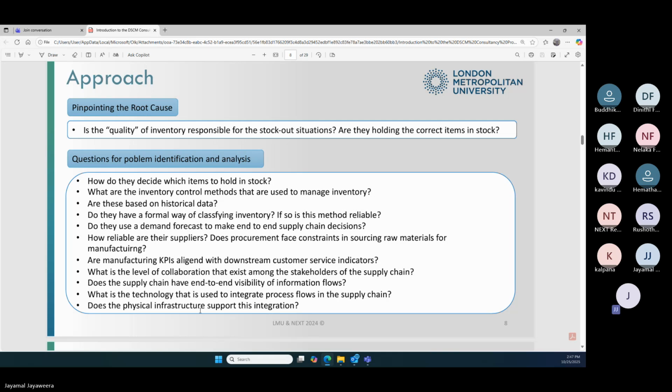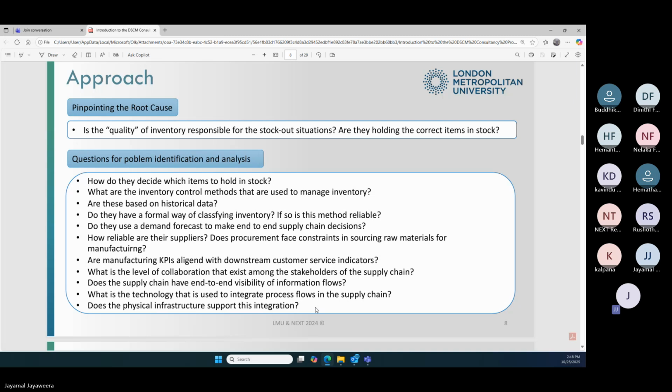Does the physical infrastructure support this? Let's say, for example, if you have a warehouse that is spilling over with inventory, with stocks. Does that mean there is no space in the warehouse? Is the physical infrastructure a problem? So there are so many things that can contribute towards what you identify as a problem.